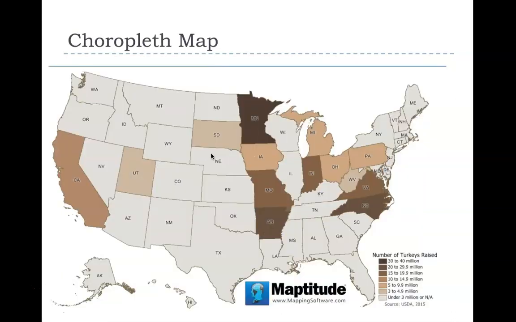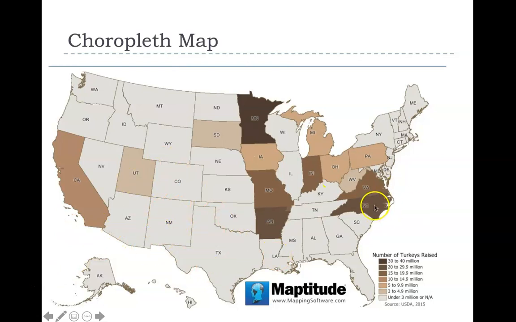Here is a choropleth map. And a choropleth map measures the amount of something in a given area by shade, right? Generally speaking, the darker the shade, the more of whatever we're talking about is involved in that area, right? So here we're looking at turkeys and we see that Minnesota leads the nation in turkeys raised, where we have the darkest piece here, right? Whereas others like Texas and New Mexico only have 3 million.